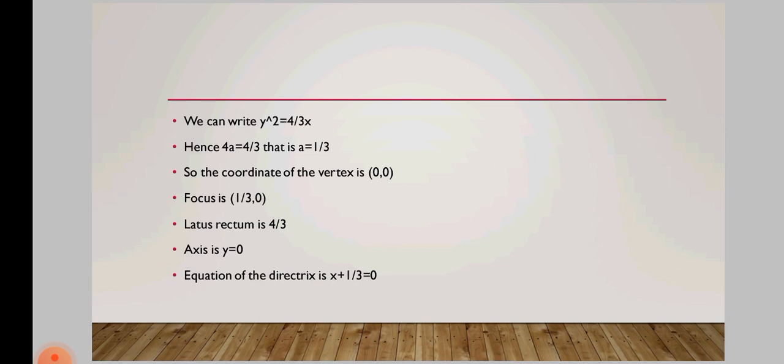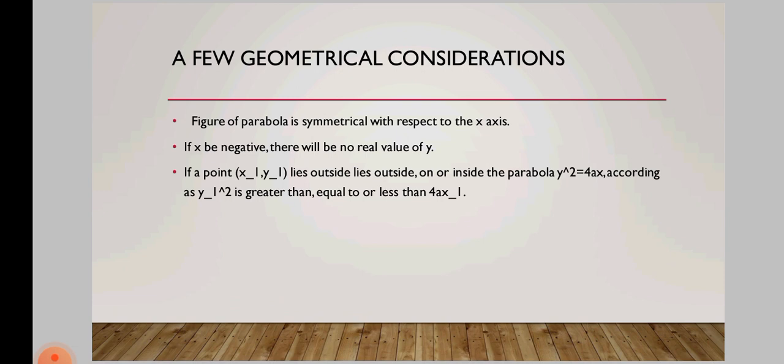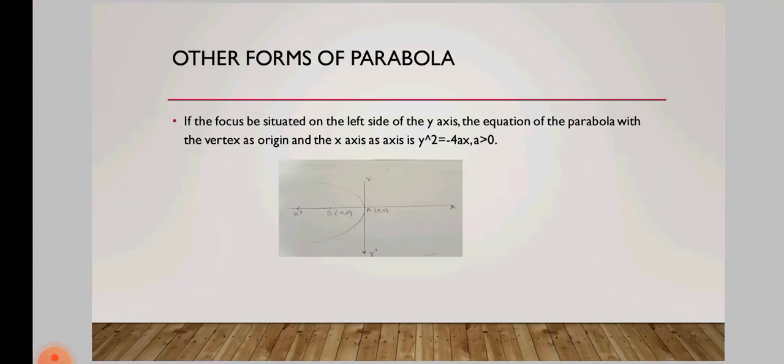So it is y is equal to 0, and the equation of the directrix is given by x plus a is equal to 0. So it is x plus 1 by 3 is equal to 0. Now we find some other forms of parabola. Other forms of parabola means the geometric shape will be different.